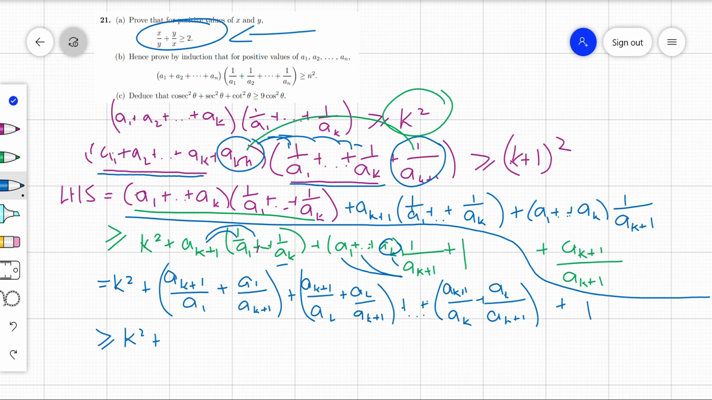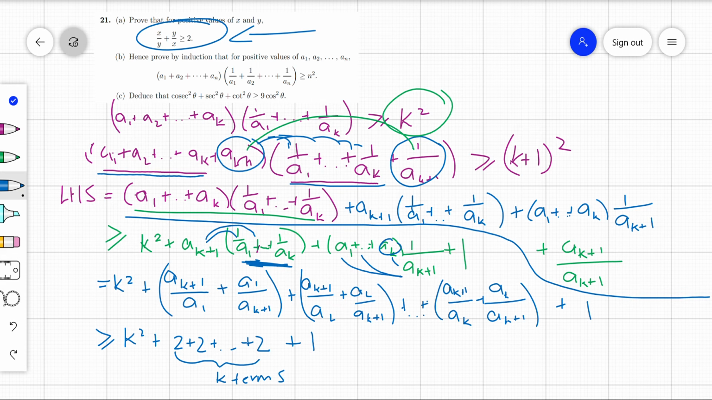Now how many 2's are there? So there's 2 plus 2 plus all the way to 2, and then of course we've got that plus 1 on the end. If you think about it, we're going from a_1 up to a_k each time. So there are k terms there. So k lots of 2's would be 2k.